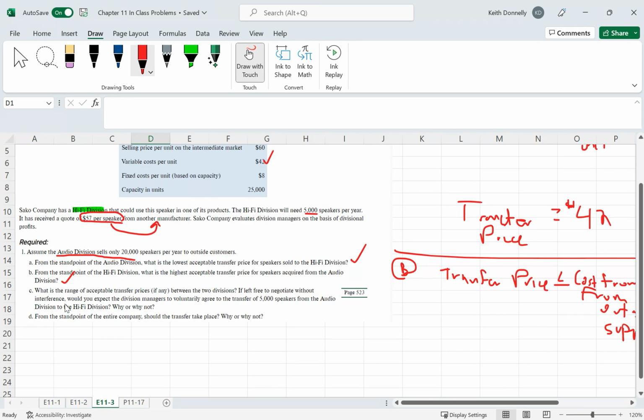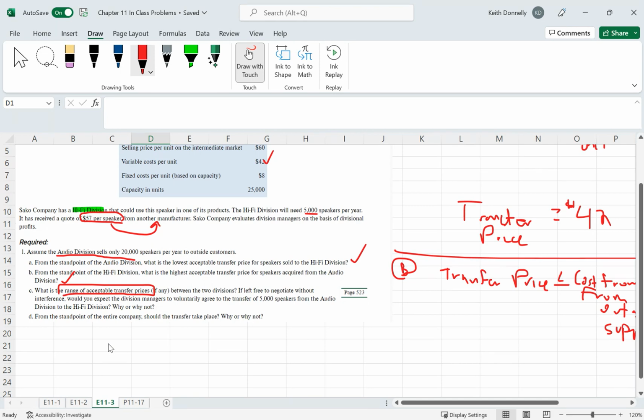All right, so C here, it says, what is the range of acceptable transfer prices, if any, between the two divisions? If left free to negotiate without interference, would you expect the division managers to voluntarily agree to a transfer price of 5,000 speakers? Why or why not?